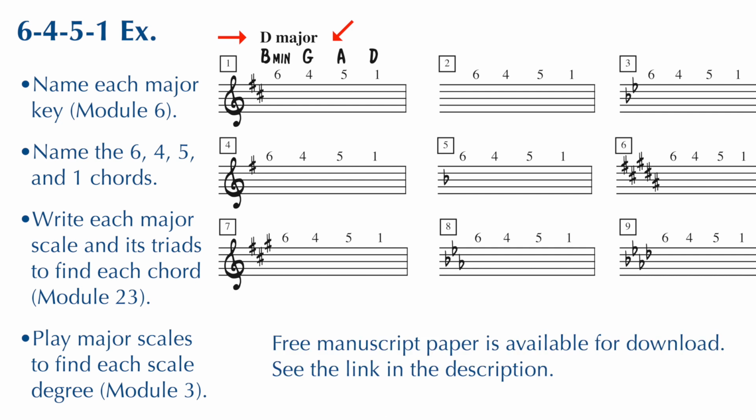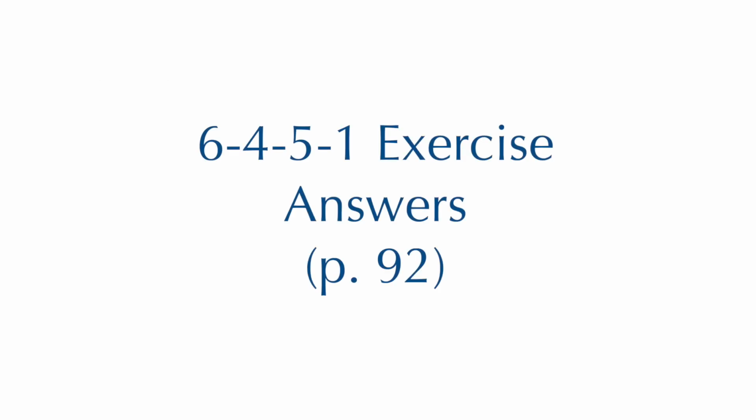If you have Guitar Theory Modules, you can write your answers right there in the book and check your work on page 221. If you don't have Guitar Theory Modules, just write this on a piece of paper. And if you're going to be writing out your scales and triads for reference, you're going to need some manuscript paper. I've got some free manuscript paper you can download from my website, and I'll leave a link for that in the description. I'm going to go over the answers next, so pause the video, write your answers, start the video, and check your work.